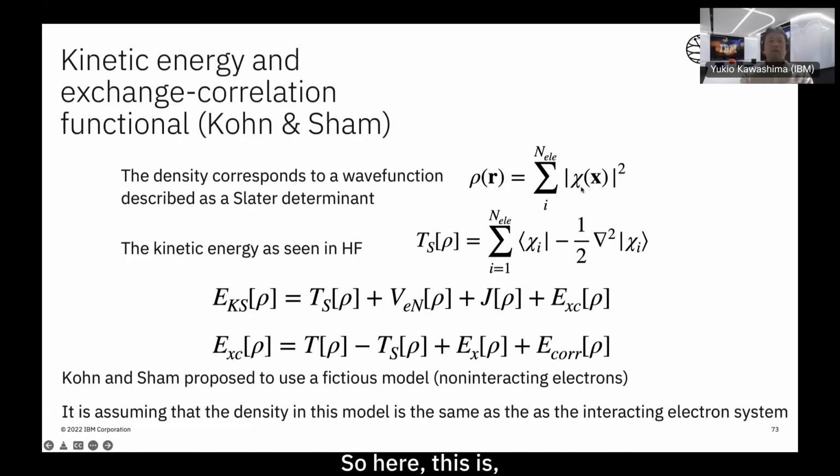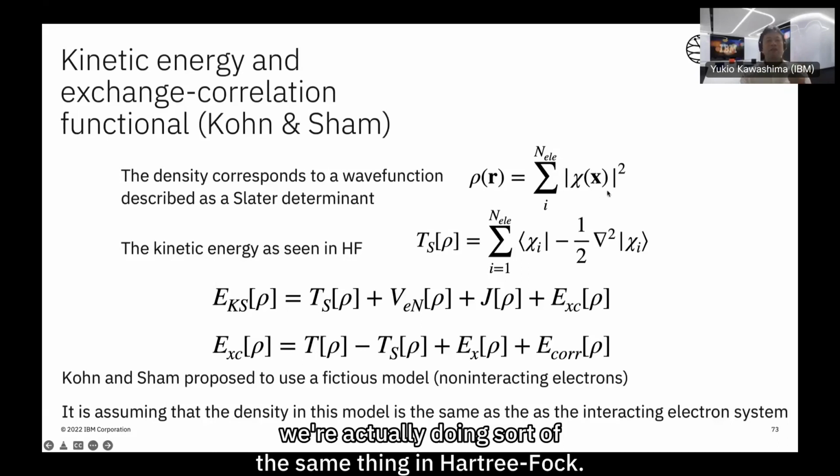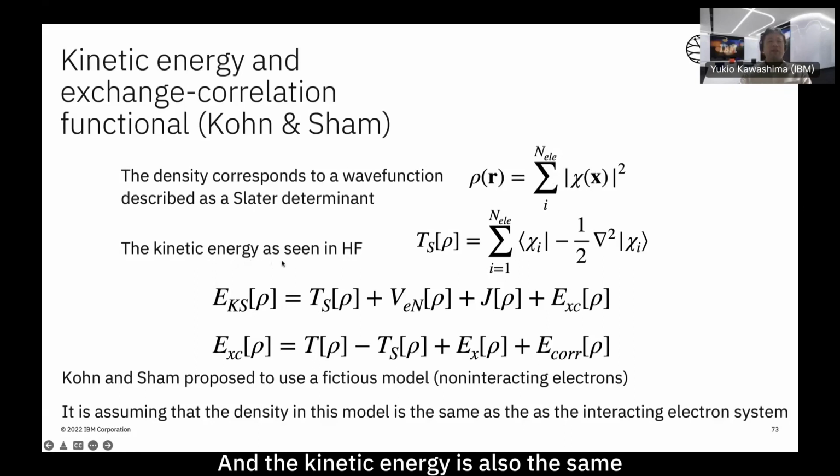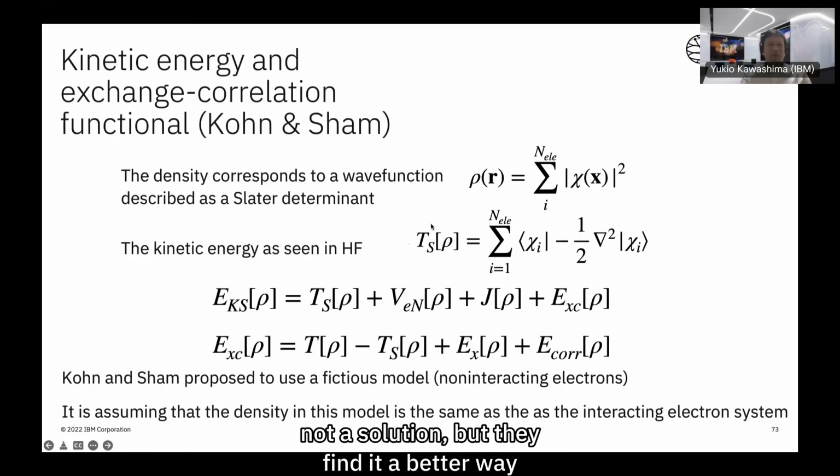So we're actually doing sort of the same thing as in Hartree-Fock. And the kinetic energy is also the same as what we do in Hartree-Fock here. So this is quite accurate. So T was actually a mystery, but they provided some kind of, not a solution, but they found a better way to treat the kinetic energy by using the orbitals.